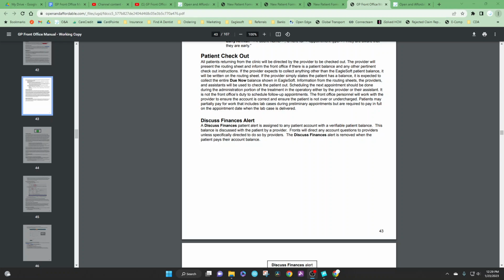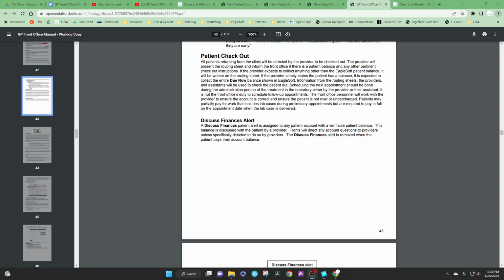So when the doctor brings up the routing sheet, they might be preceding the patient actually walking up by even up to 15 minutes. If it's a bigger extraction, the doctor might ask the patient to just sit there in the operatory until they feel 100%. And so that routing sheet allows the front office to know who that patient is and what they need to do with that patient. And every single patient is instructed to see the front office if they have a balance.